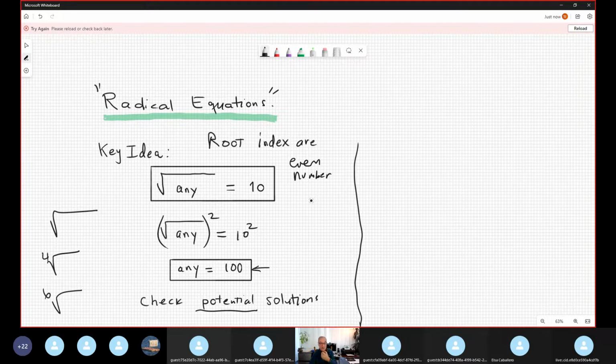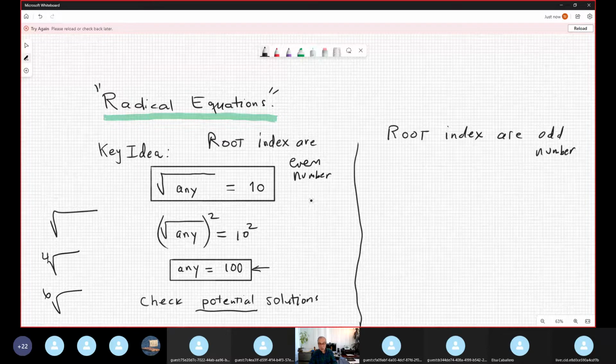And what about when the root is an odd number? Bueno, it's the same, no? You raise to the same power. However, the most important thing I want to emphasize is que in this scenario, we never have extraneous solutions. So when the index is 3, 5, 7, you don't need to check, because an extraneous solution never happens. But the procedure is the same.